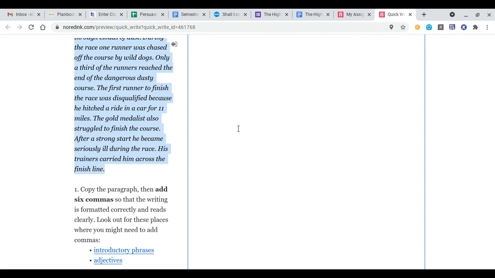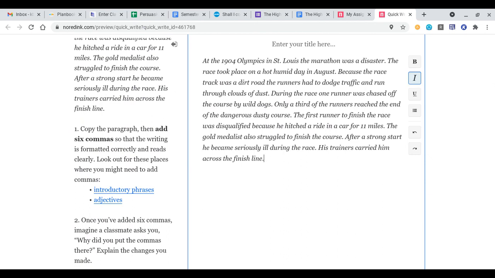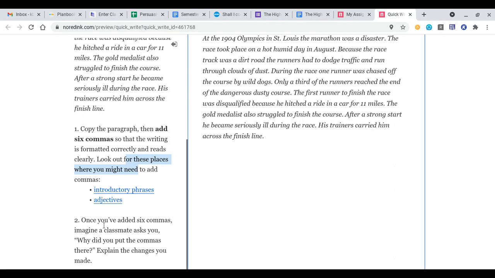Then after you copy the paragraph over, add six commas so that the writing is formatted correctly and reads clearly. You're going to look out for these places where you might need to add commas, and then you can click on these to expand them, and they'll give you some ideas. After you've gone through and added your six commas, you're then going to write on the question of why you put the commas there. Explain the changes that you made.